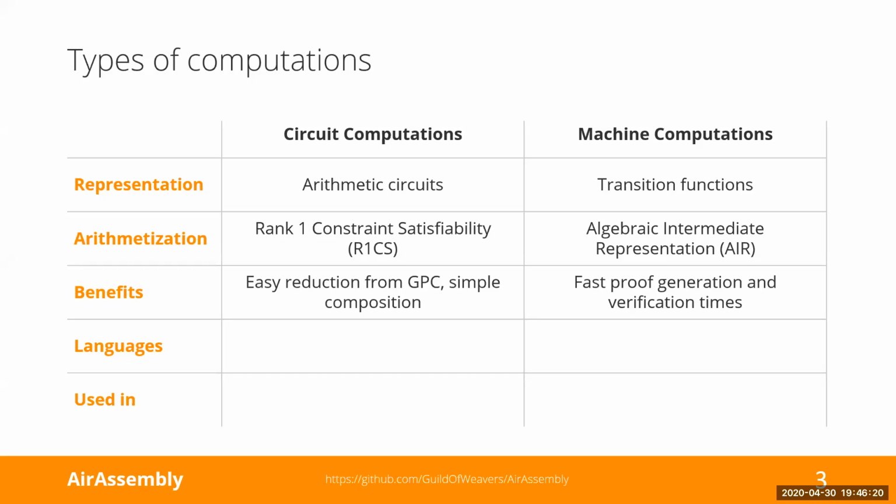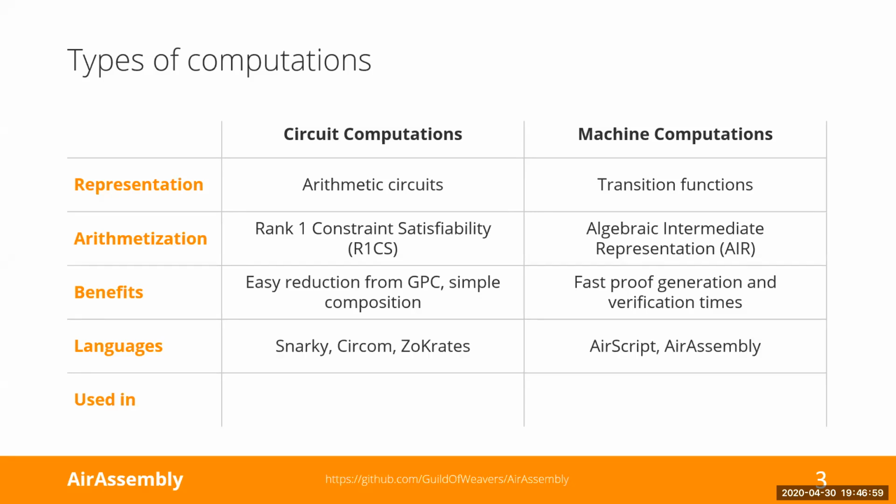And there are different types of trade-offs between the 2. Here again, I'm just capturing the tip of the iceberg. But for example, you can reduce general purpose computations to R1CS fairly easily. You can compose the constraints fairly easily, which is not necessarily the case for machine computation of AIR. But because AIR is represented as a succinct transition function, you can represent some specialized computations very efficiently, and the proving time and verification time could be much faster than for R1CS based systems.